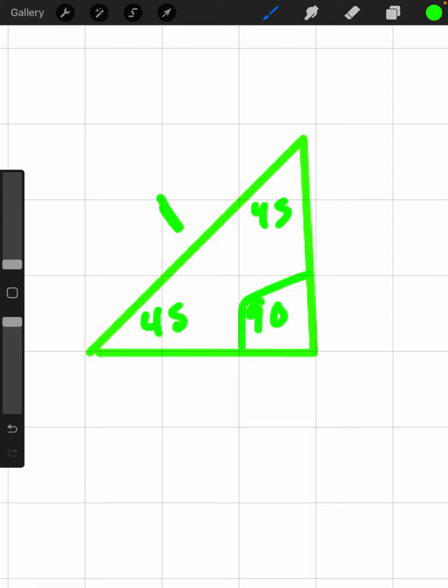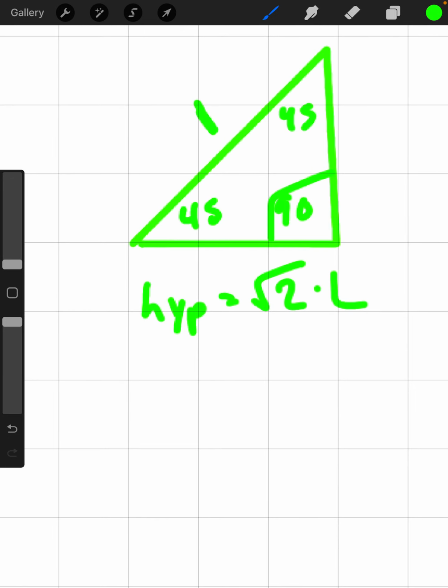Now in a 45, 45, 90 triangle, the rule is that the hypotenuse is equal to the square root of 2 times the leg. So then, some creative math here. If our hypotenuse is 1, then our leg, which we could call x or y, since this is a 45, 45, 90 triangle, it's isosceles, which means the sides are going to be the same. So square root of 2 times, let's just say x for now.